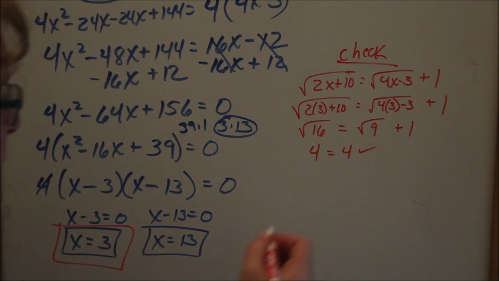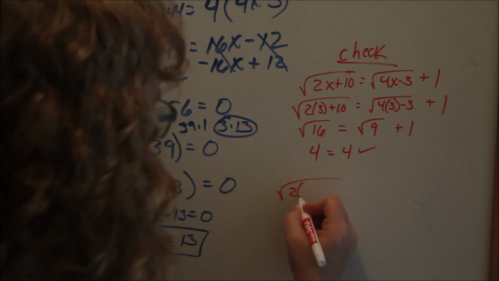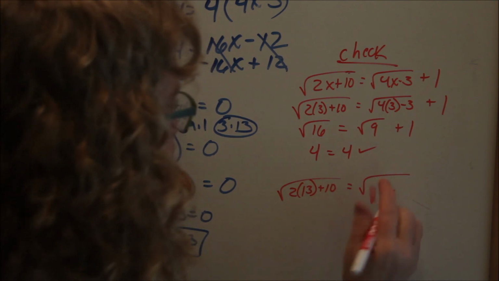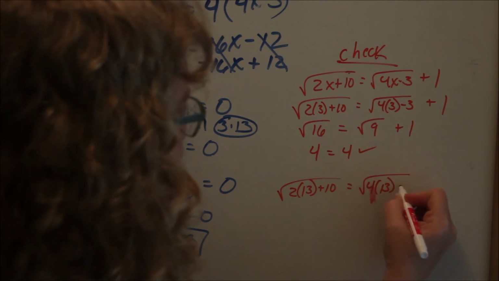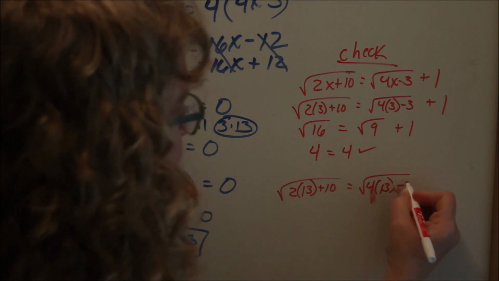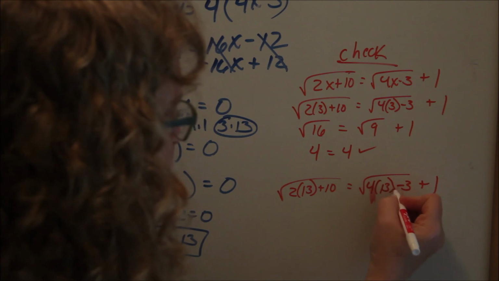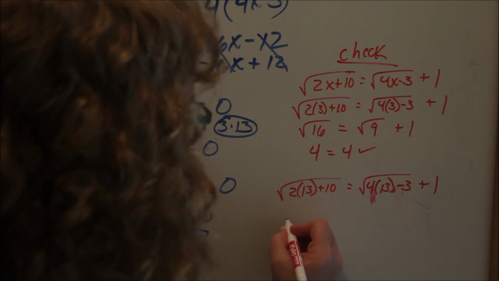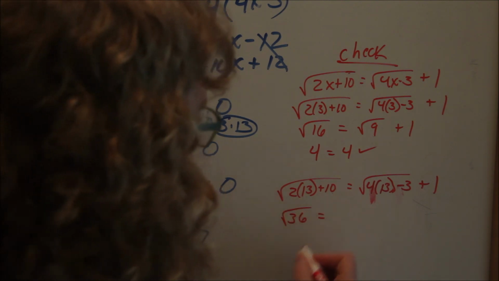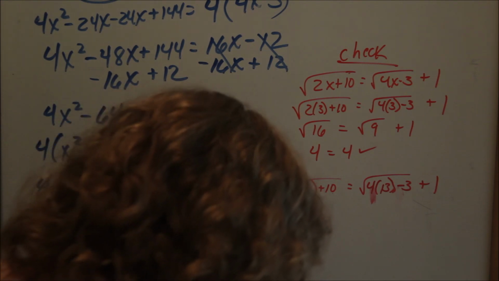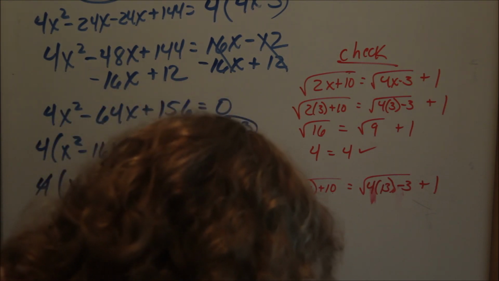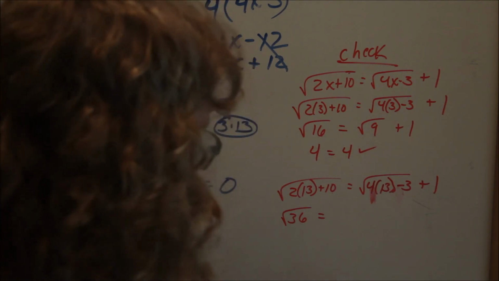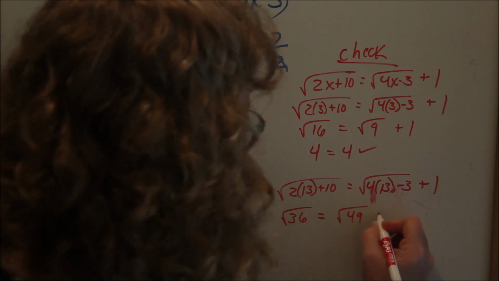Alright, let's check x equals 13. So square root of 2 times 13 plus 10 equals square root of 4 times 13 minus 3 plus 1. 2 times 13, 26, and 26 plus 10, 36. So that'd be square root of 36. 4 times 13 is 52. And 52 minus 3, 49. So that would be square root of 49 plus 1.